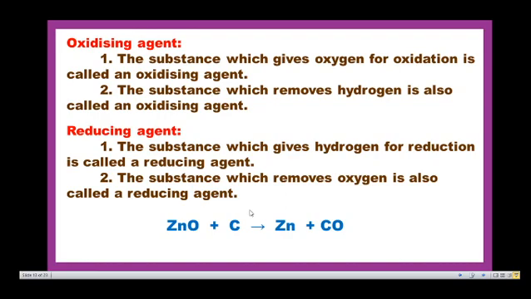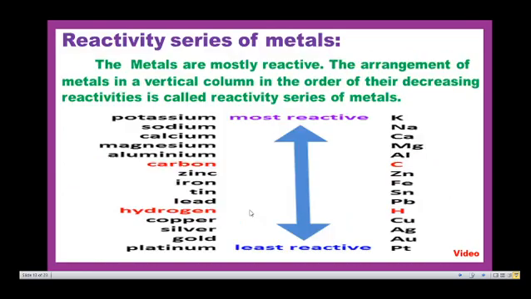So zinc oxide is reduced to zinc, and oxygen is added to carbon. So carbon is oxidized, but the oxygen was supplied by zinc oxide. Therefore, zinc oxide is an oxidizing agent. Okay, clear? Zinc oxide is reduced to zinc and acts as an oxidizing agent. So the one which is reduced acts as an oxidizing agent and the one which is oxidized acts as a reducing agent. Okay.